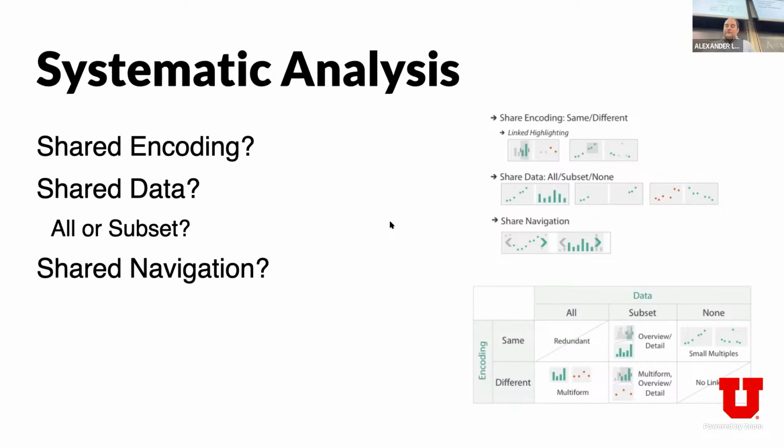If we show a subset of the data with the same encoding, it would be an overview and detail. If we show a subset of the data with a different encoding, it would be what's called multiform overview and detail. And if we have no shared data but the same encoding, then we would have small multiples. And then again, this wouldn't be linked views.